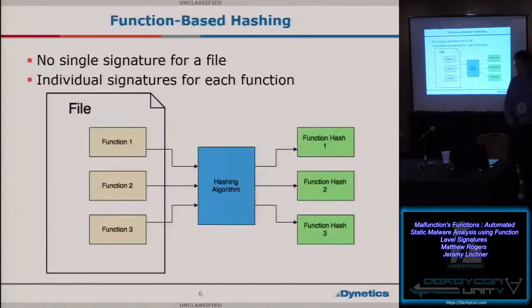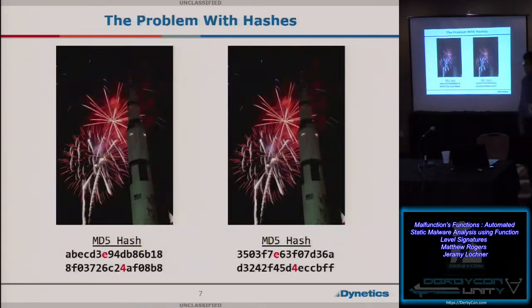Our first step towards this solution was to use function-based hashing instead of file-based hashing. Instead of hashing the entire file with MD5 or SHA-1, we would go into the file, disassemble it, get each individual function, and hash those with either MD5 or whatever we wanted to use. Then we ran into our next problem, which was standard hashing. The problem with standard hashing is that if there's a small change in the input, then sometimes there's a very large change in the output.